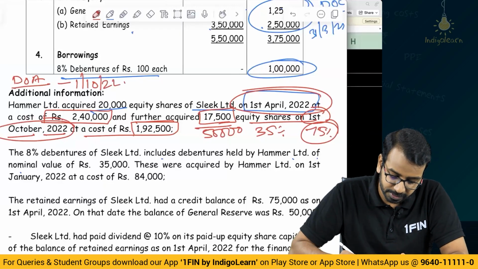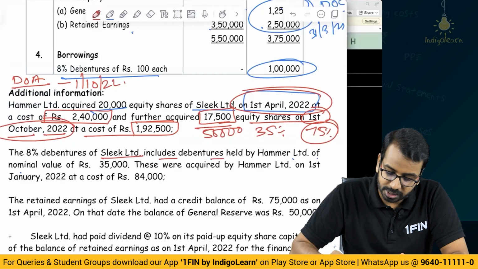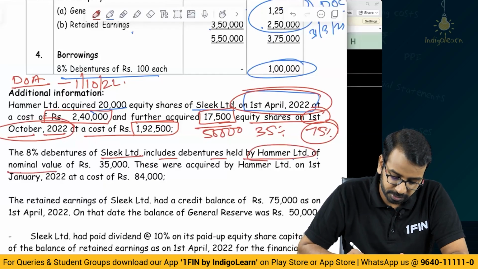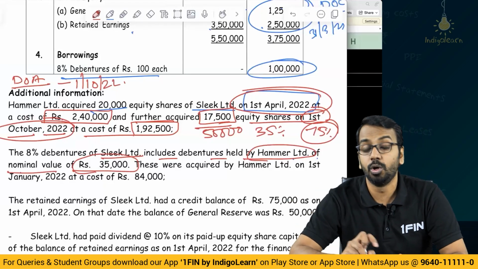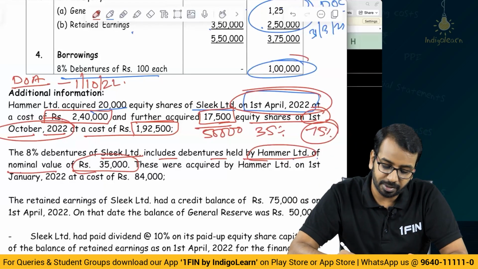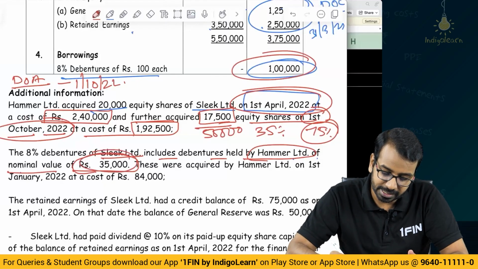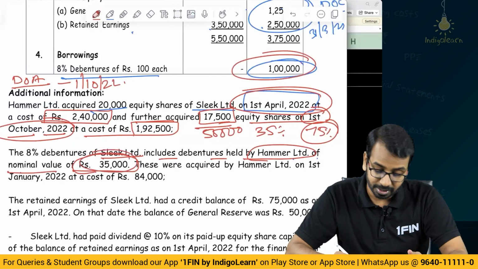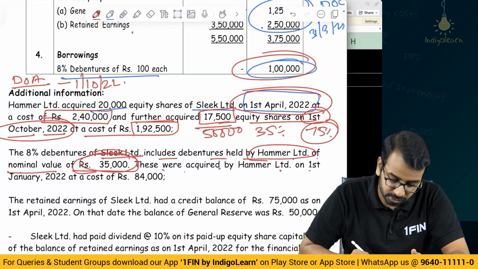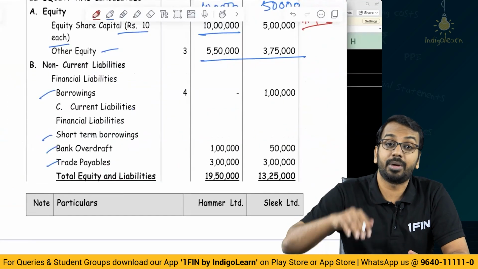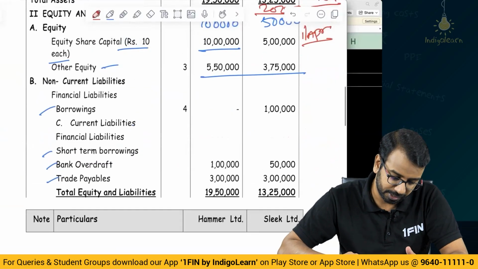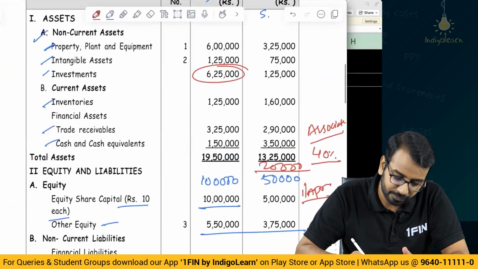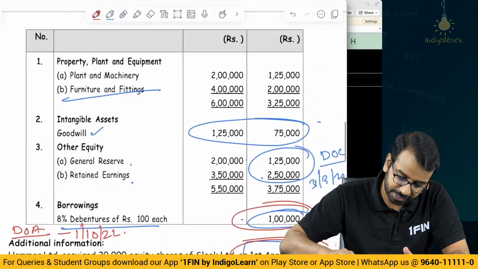Then the 8% debentures of Sleek Limited includes debenture held by Hammer Limited of nominal value of rupees 35,000. So there is an intercompany balance. What will we do? We will eliminate them. So here you have debentures, 35,000 is held by Hammer Limited. These were acquired by Hammer Limited on 1st of January at a cost of 84,000. This investment what Hammer Limited has done, where will we show it? We will show it under investment. So come to investment. Under investments you have how much? 84,000 they said, right? 84,000.